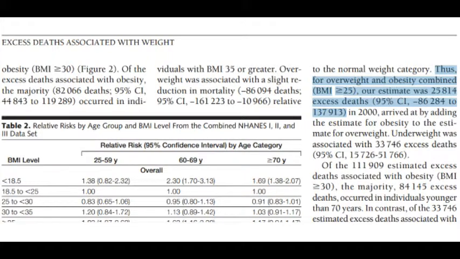For overweight and obesity combined, our estimate was 25,814 excess deaths. The 95% confidence interval ranges from minus 86,284 to 137,913. To put 25,814 into perspective, this was 1.1% of deaths at the time, meaning lack of exercise is killing 60 times more people. Nowhere does Flegel 2005 reference 400,000 people dying, and it doesn't even rule out that a substantial number of lives are being saved by overweight and obesity combined.